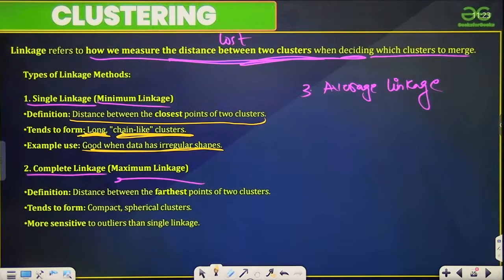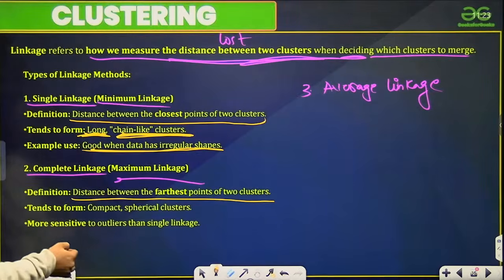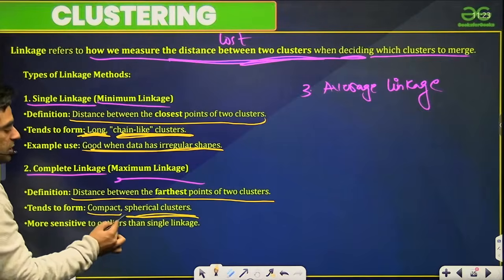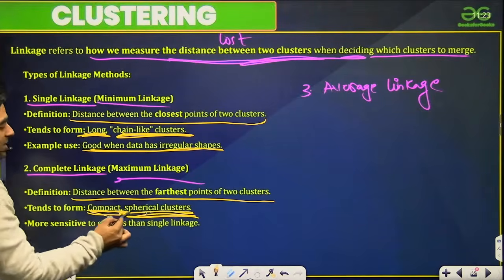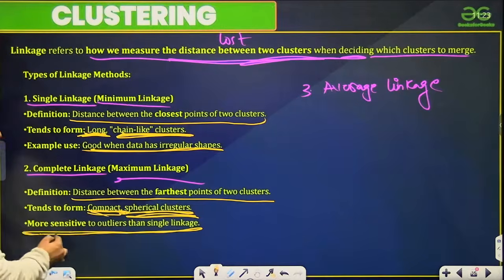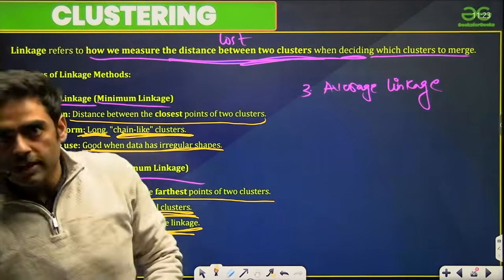And complete linkage is the distance between the farthest points of two clusters, and it tends to form compact and spherical clusters. You have to remember this, and it is more sensitive to outliers than single linkage. So when outliers are more, we do not use complete linkage, there we use single linkage. Note this down.